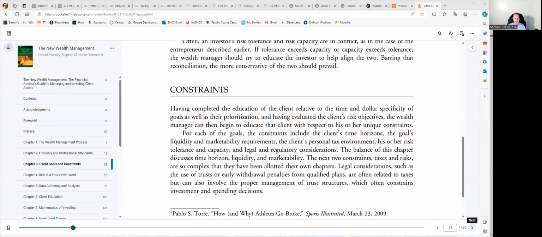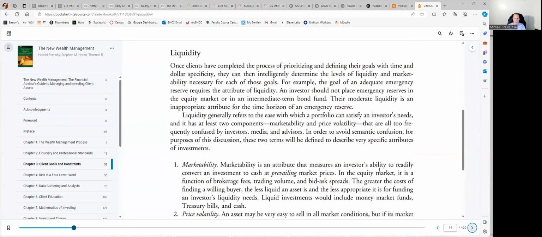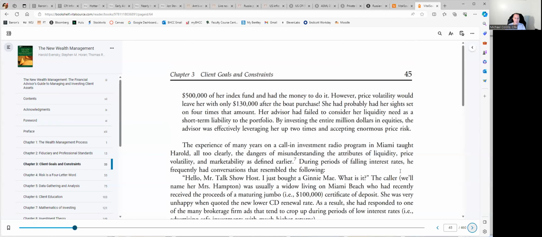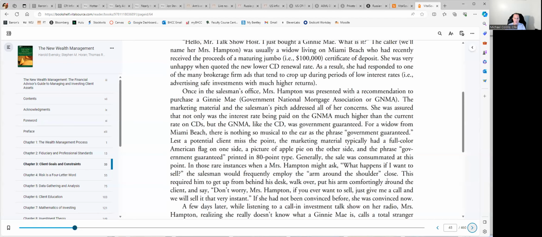Be familiar with constraints. For each of the goals, the constraints include time horizon, liquidity and marketability, the tax environment, their ability and willingness to take risk, and then legal and regulatory considerations. And it goes through each of those here if you need more info.